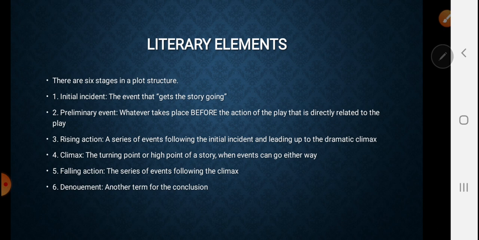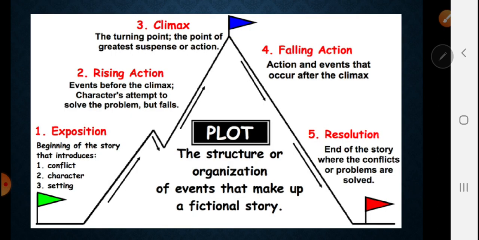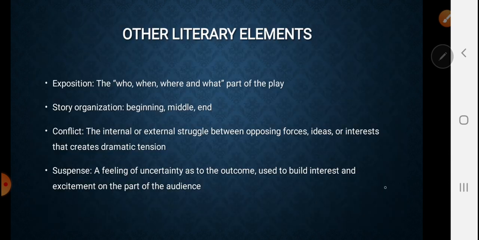In the falling action, all the conflicts come to some sort of resolution, and the story is moving towards the final end. Denouement also refers to conclusion, resolution, or the end of the story. There's a plot diagram. You can also have an idea about it by looking at it in detail.